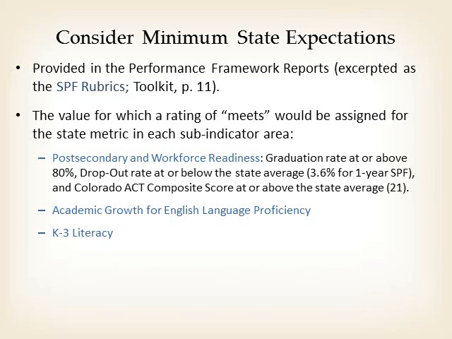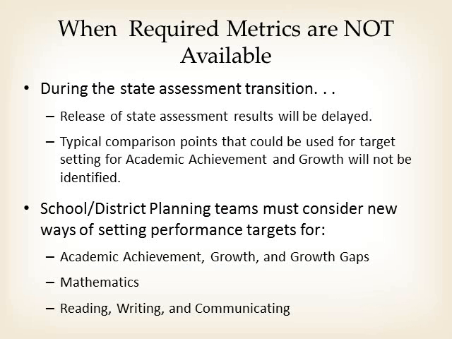In order to set targets, it will be important to understand minimum state expectations for each of the metrics included in the school and district performance framework reports. This information is available on the 3rd and 4th pages of the school performance framework reports. These pages are excerpted as a separate UIP tool. Take a few minutes to identify what value of each of the metrics would meet minimum state expectations. When state-required metrics are not available, as is the case during the state assessment transition, schools and districts should consider alternative measures and metrics for target setting.